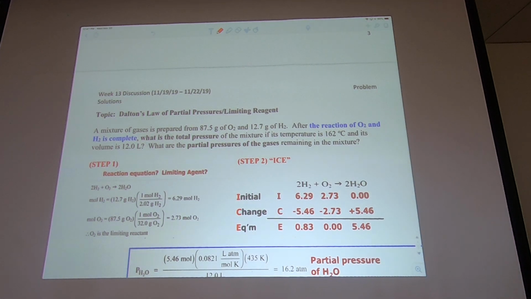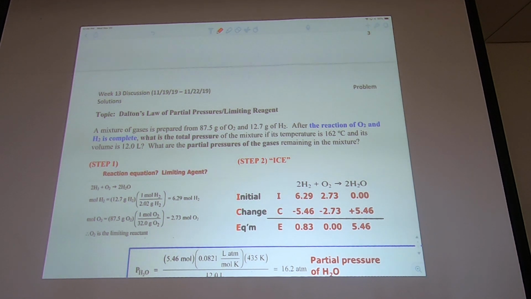Have you heard about ICE? Initial, change, and equilibrium. This is the problem of ICE. A limiting agent means you put A and B in the reaction mixture, and one of them is put in a limited amount. That's a limiting agent, right? Which is shown up here.